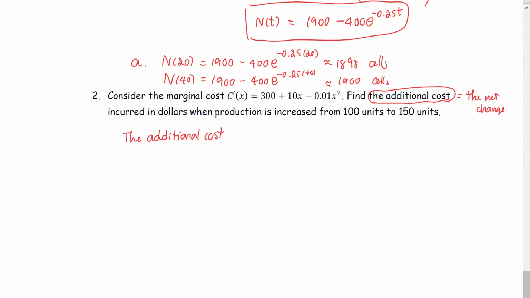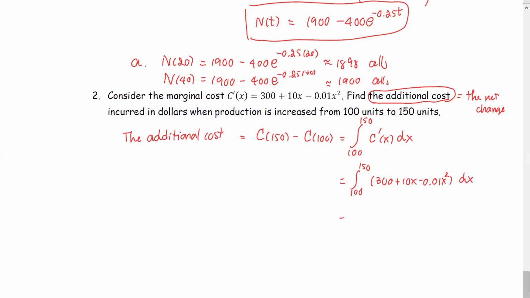The additional cost, or the cost at 150 minus the cost at 100, is computed by using the definite integral from 100 to 150 of the rate of change of the cost, or the marginal cost, with respect to x. C prime is 300 plus 10x minus 0.01x squared with respect to x.